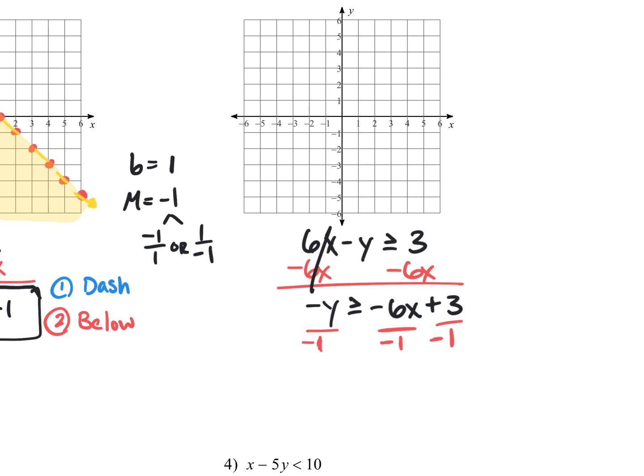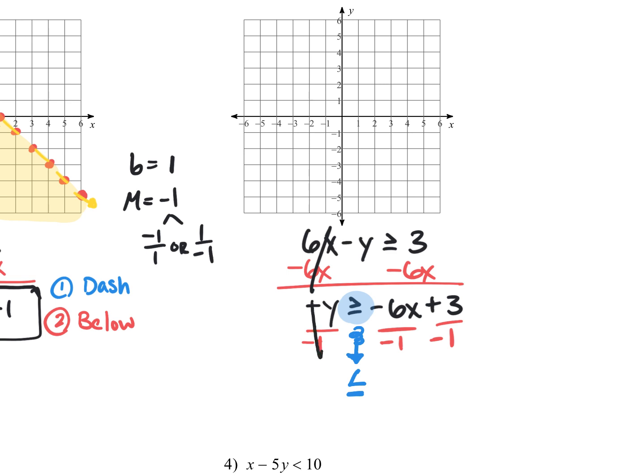Here is the part that I want you to remember. If you divide or multiply by a negative number with an inequality, you have to flip the inequality. That means instead of it facing the left, it is now going to face the right. Nothing else changes, that just flips. Then you've got to simplify.